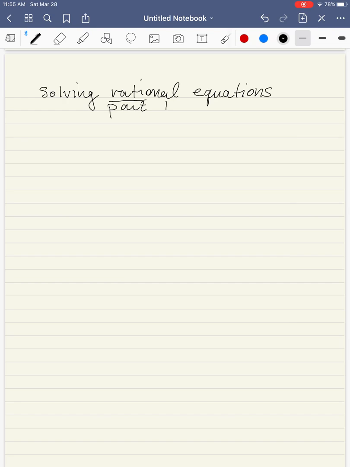Remember that an equation is something that we solve. When we say solve, we mean find the value or values of x that, if I plug them back into the original equation, I have a true statement. So we've looked at processes for solving linear equations and quadratic equations and higher order polynomial equations.